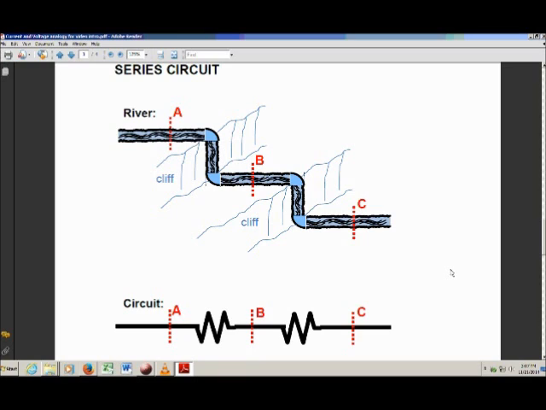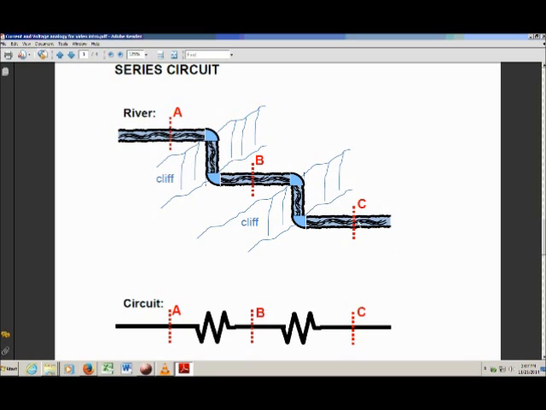Okay, so now I want to talk about series circuits, and a series circuit specifically is one where the end of one resistor connects on to the beginning of the next one. So they're just hooked up one after the other in series. So let's talk first, though, about this river. So you've got a river, it's flowing along, it goes over a cliff, and then it flows along again, and then it goes over another cliff and carries on away.